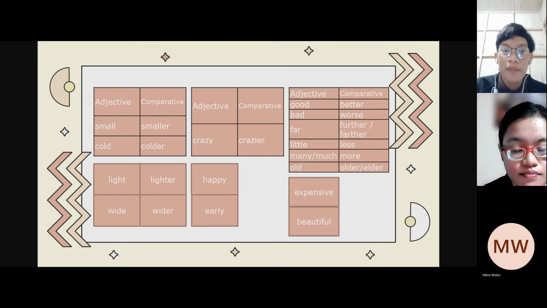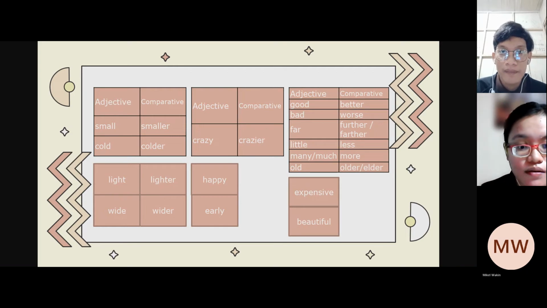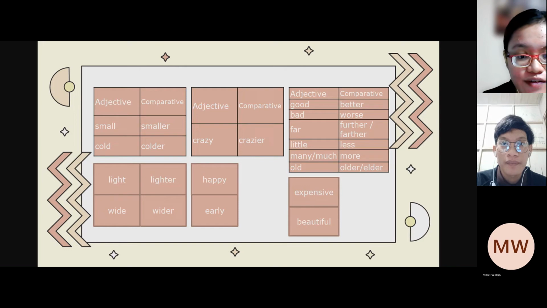Okay, on the second table, we have here two-syllable adjectives and their comparative forms. We have here the adjective crazy, and its comparative form, which is crazier. Now, let's move on to the examples. We have the word happy. What do you think its comparative form, Mr. Get? I think the comparative form of happy, sir, is happier.